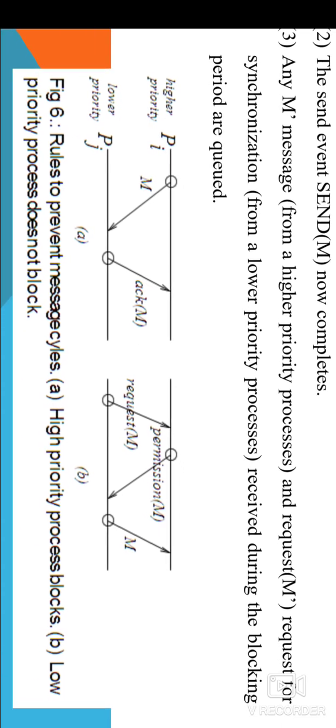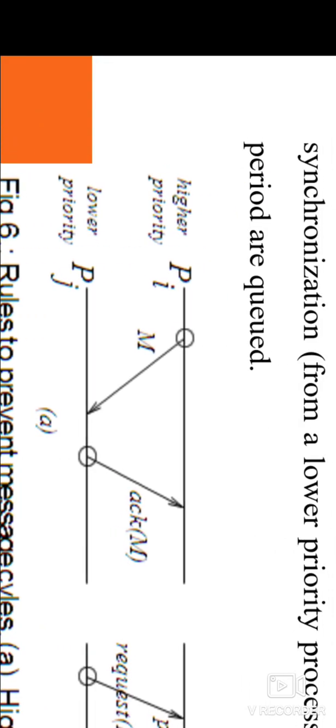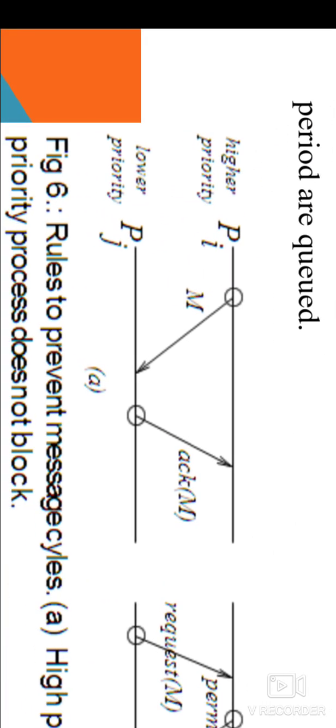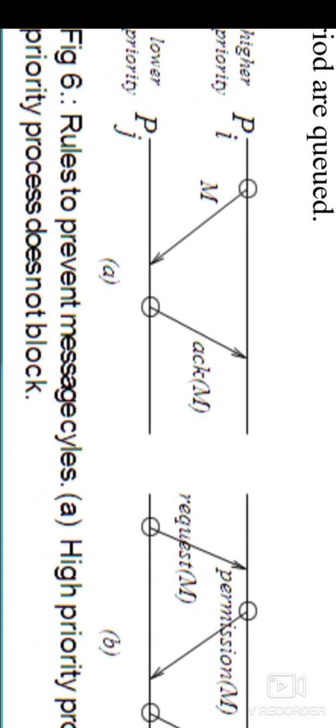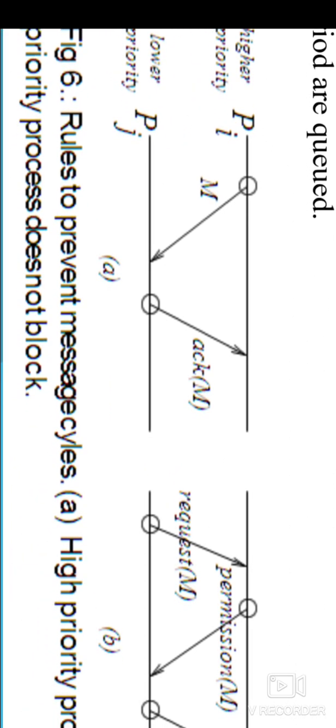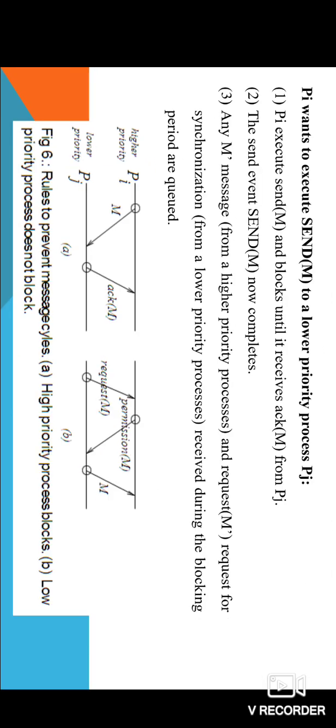This is the diagram which shows it. Pi is the higher priority process and Pj is the lower priority process. When Pi executes send of M to Pj, Pi should be blocked. How long does it have to block? Until we get an acknowledgement from Pj. So that's the first step.